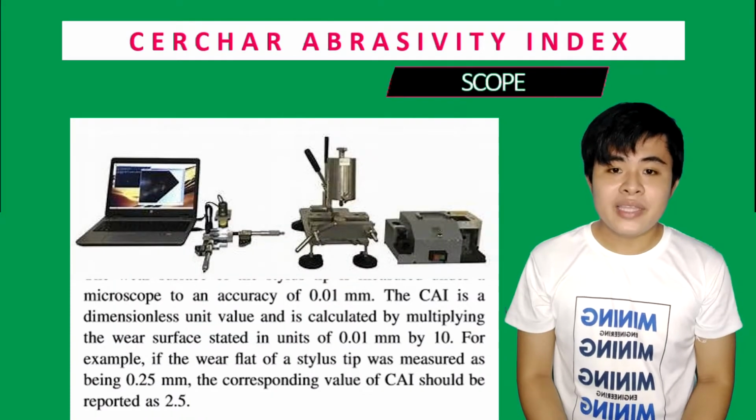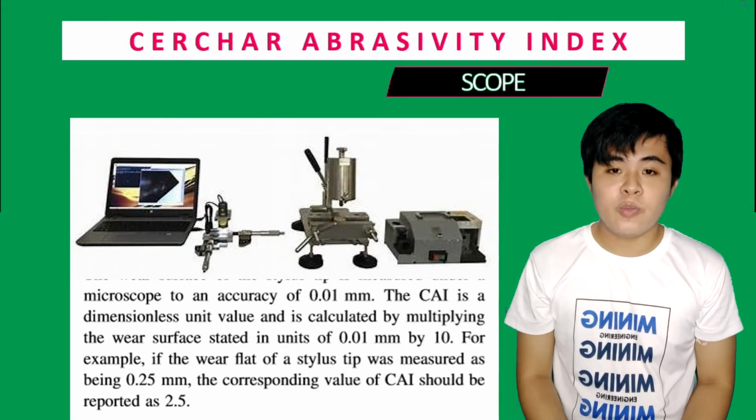The CERCHAR Abrasivity Index is a dimensionless unit value and is calculated by multiplying the wear surface stated in units of 0.01 mm by 10. For example, if the wear flat of a stylus tip was measured as being 0.25 mm, the corresponding value of CERCHAR Abrasivity Index should be reported as 2.5.